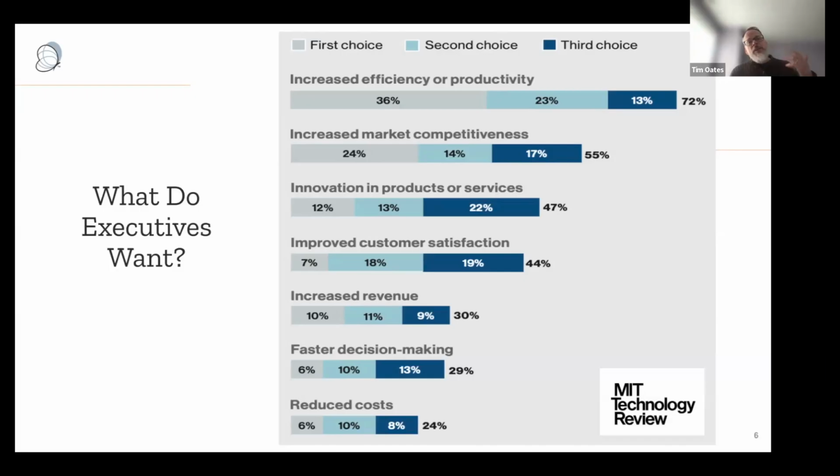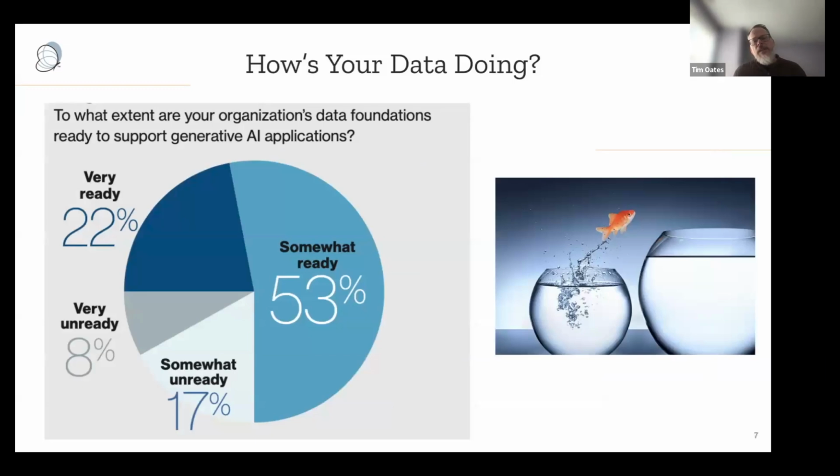So, increased market competitiveness and innovation of product services, those are all things that came in high on the list. You want to make more money and you want to reduce costs, but a lot of what we see with other companies is that they want to be able to do things more efficiently and do things faster.